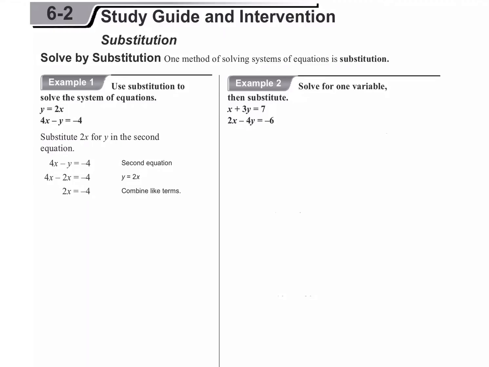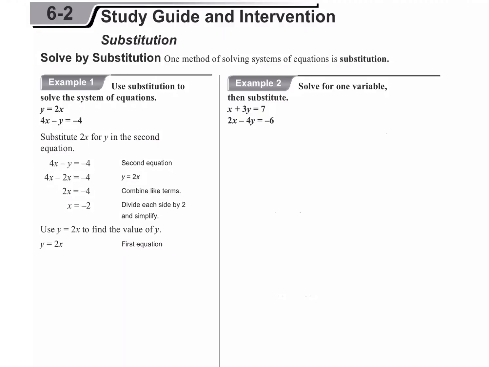Once you do that, we want to go ahead and combine like terms and solve for our x variable. So if we divide each side by 2, we get x equals negative 2. Now what we can do is use either equation, and we're going to substitute that value, x equals negative 2, back into that equation and then solve for the other variable. So you can choose either equation. This one looks a little bit more simple to me.